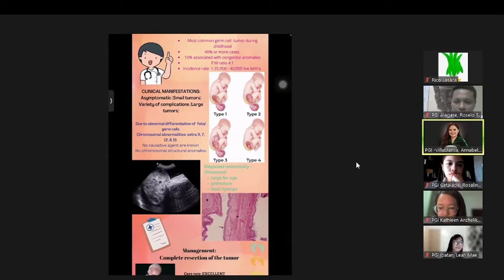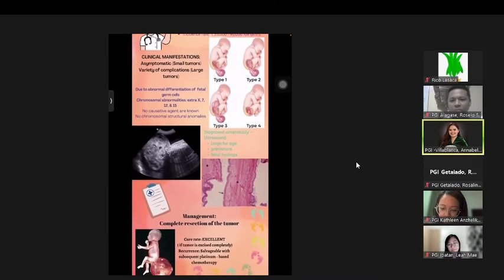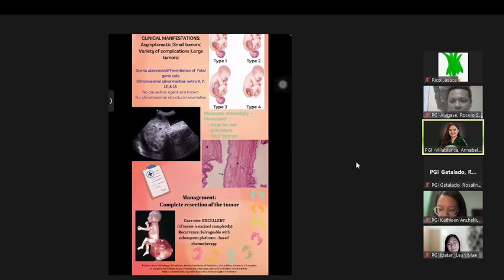So for the pathophysiology, there are several theories about the origin of these tumors. One of the best evidence suggests that most of the cases are due to abnormal differentiation of fetal germ cells. In one study, they categorized mature teratomas as having a chromosomal abnormality with an extra X, 7, 12, and 15 chromosomes. There is no known causative agent and no chromosomal structural anomalies. This condition can also be diagnosed antenatally through ultrasound, wherein it appears as a fetus that is large for its age. The fetus may also appear premature and have fetal hydrops.